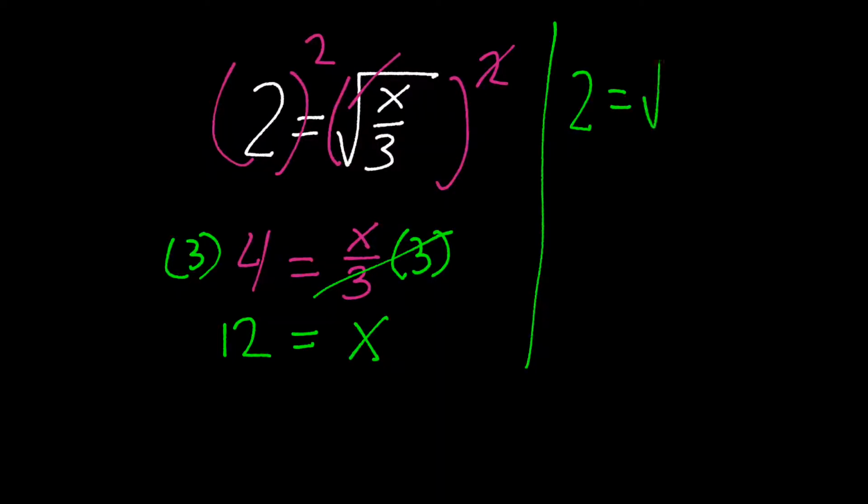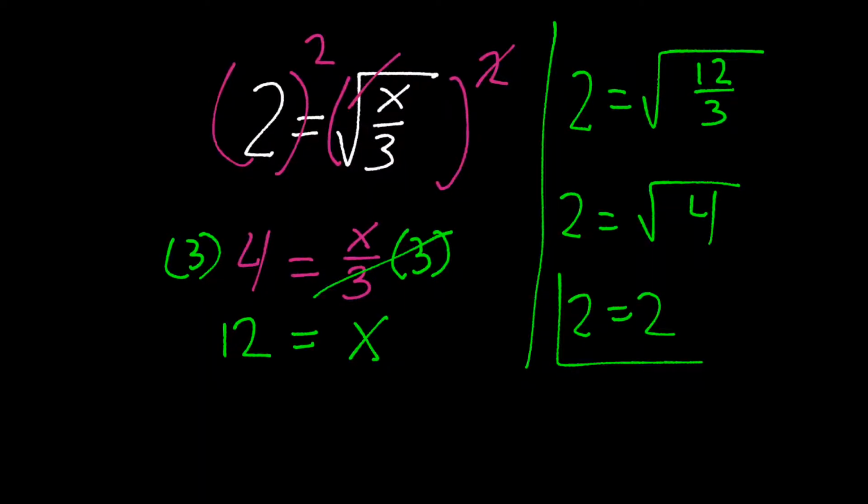2 equals the square root of 12 divided by 3. 12 divided by 3 is 4, so we have 2 equaling the square root of 4. And once again, the square root is positive, so we have the square root of 4 equaling 2. And what do you know, once again, it is a true statement.